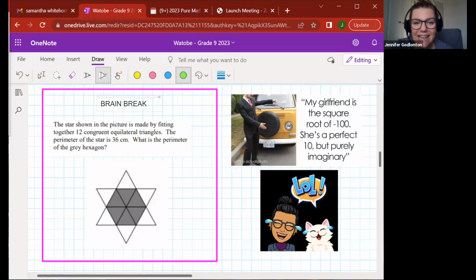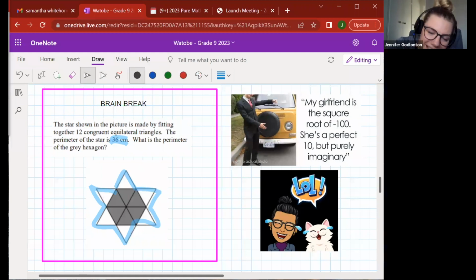It is definitely 18. So if we worked out the full perimeter of our star, that gave us 36, and there are 12 sides, which means each one of those would be 3, which means that side would be 3. And so then if we have to figure out the perimeter of our hexagon, it's going to be 3, 3, 3, 3, 3, 3, which is going to give us 18.